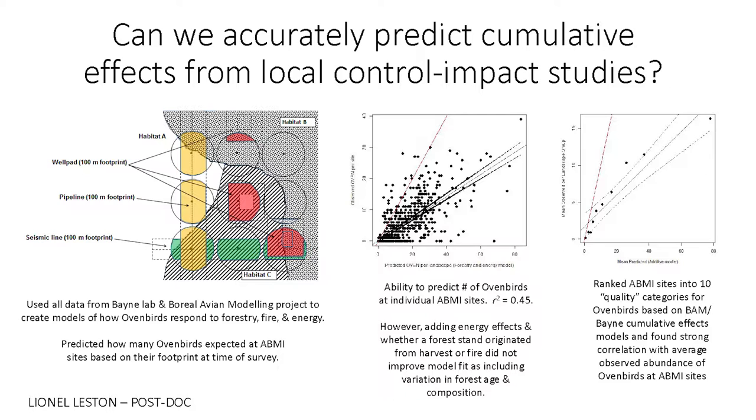What's more important though is this graph here, which shows the average. So these are low impact to high impact sites. And what we're looking at is, were we doing well in our average predictions about ovenbird abundance? And on average, we do fine. It's a very straight linear relationship. Our models work well on average. But if you're trying to predict how many ovenbirds are going to be at exactly this place right here, you're not going to do that well.